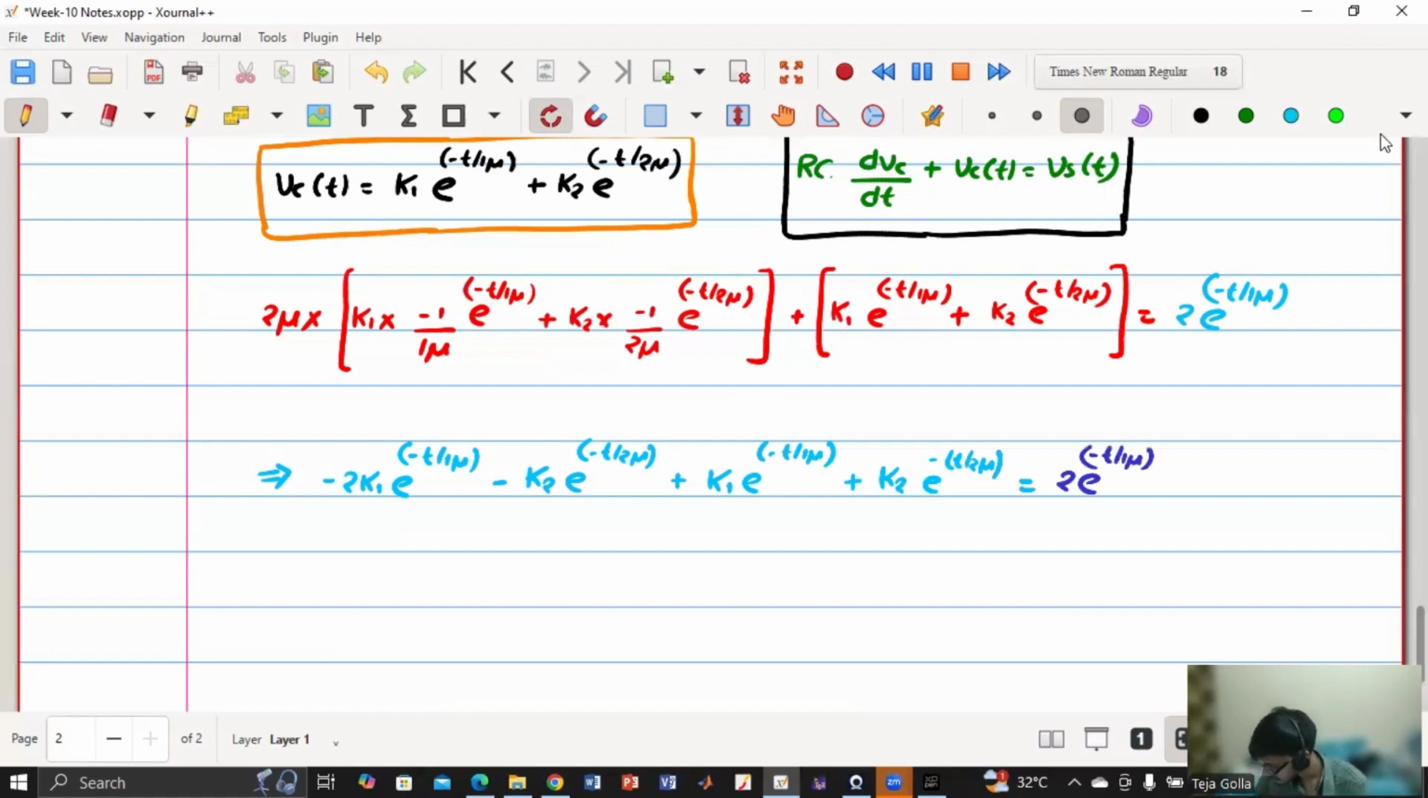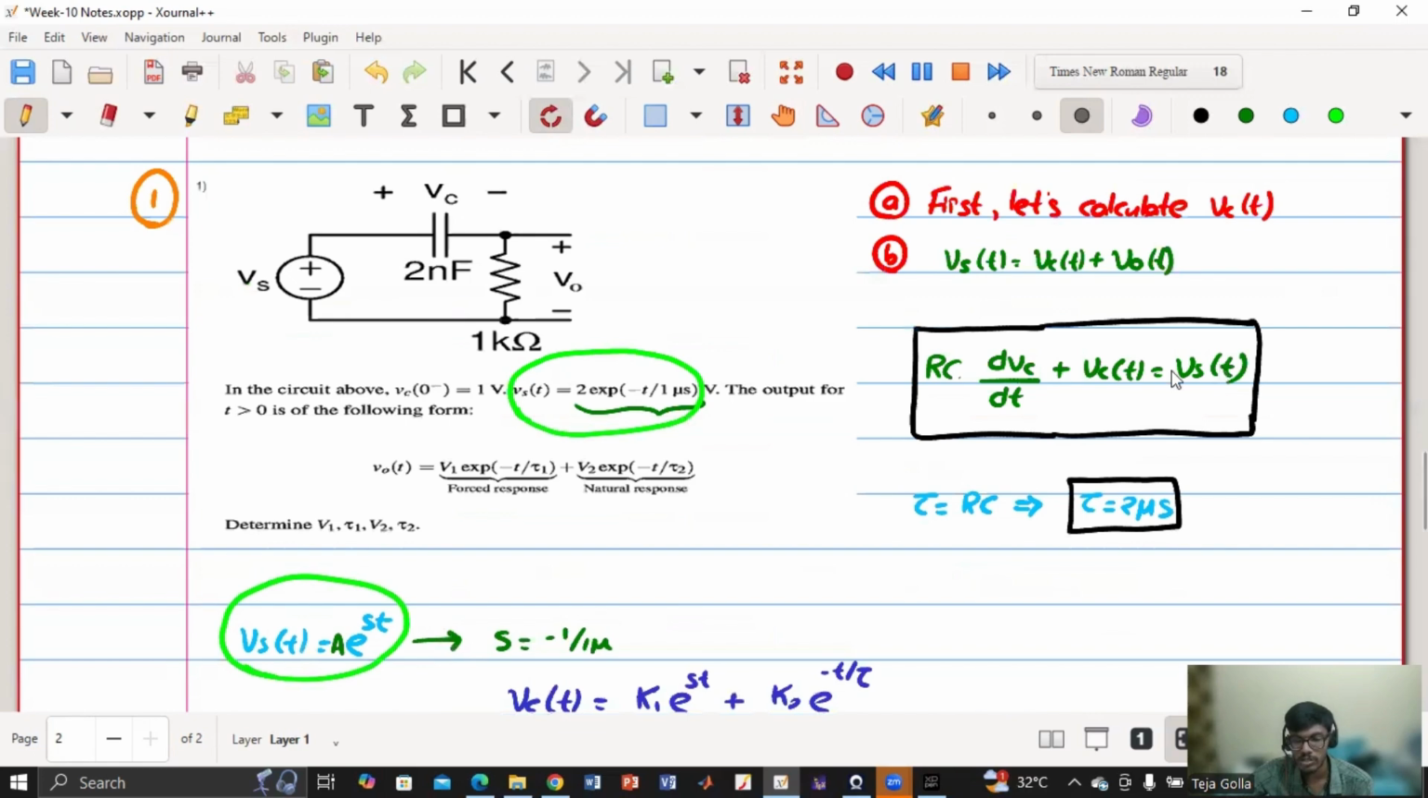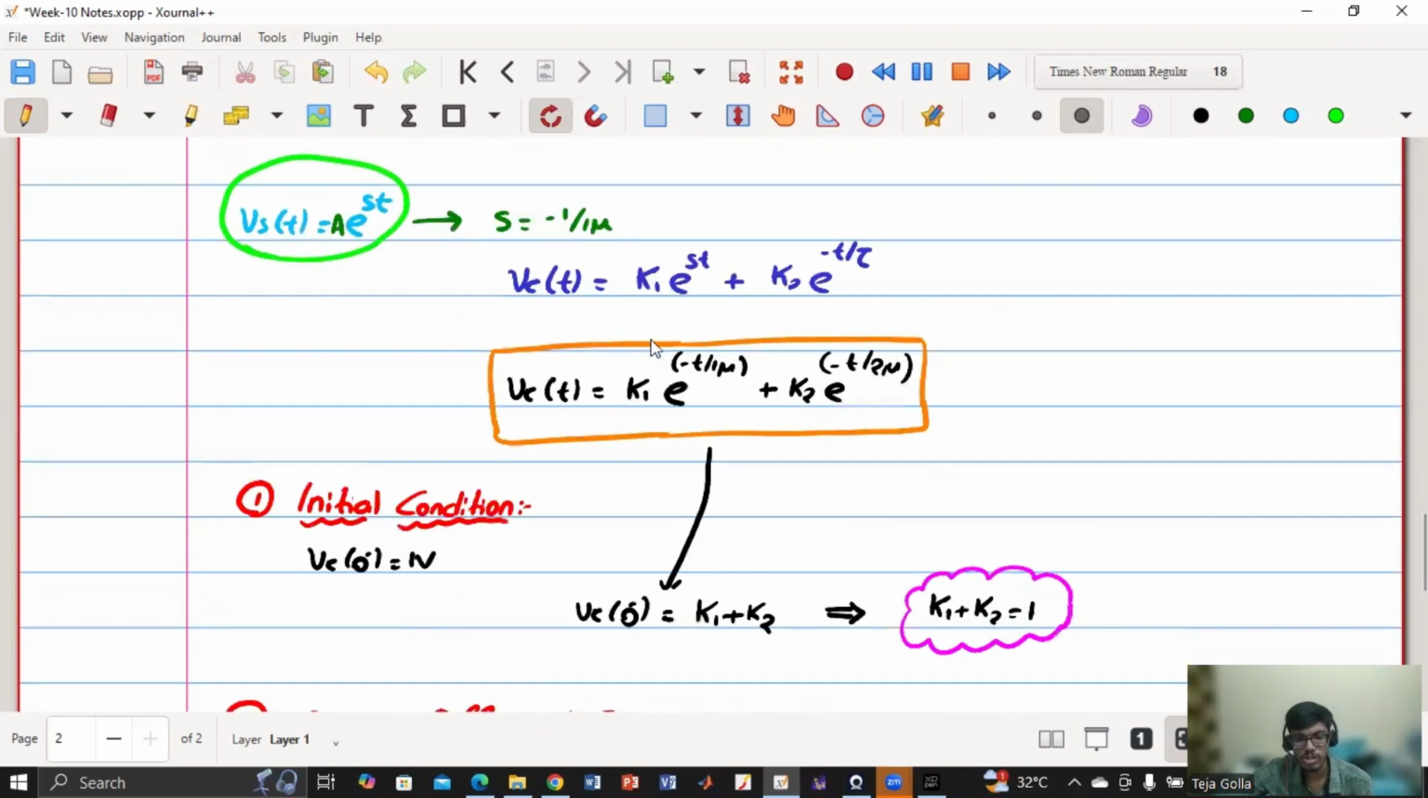If you see, as I said, always this natural response will get cancelled because that's a generalized solution when there is no input. It will always get cancelled because we are considering the input, which will happen only at the steady state, because the natural response is not dependent on the input. It is the natural response of the system. So it is the equation when the input is zero. And when there is some input, then this is the solution of the differential equation.